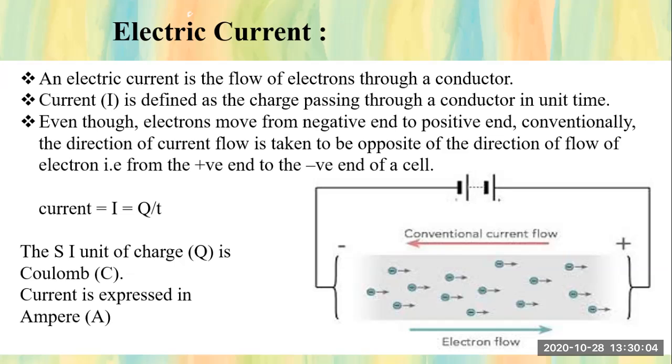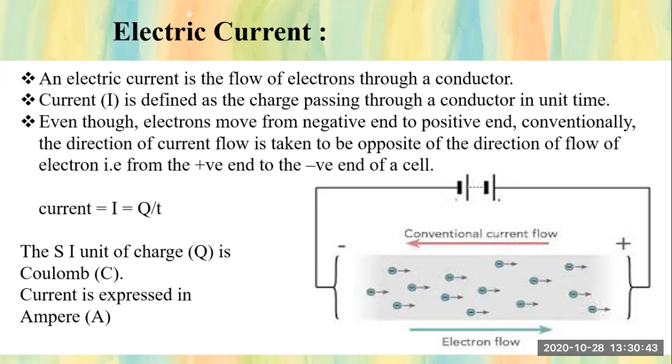Current I equals Q upon T. Now you'll tell me, ma'am, what is Q and what is T? Q is nothing but charge, right? The number of charges which are passing. And T is the unit time, that is the time taken. Now the SI unit of charge Q is the coulomb. What is the symbol of coulomb? It is capital C. Now, current is expressed in ampere.